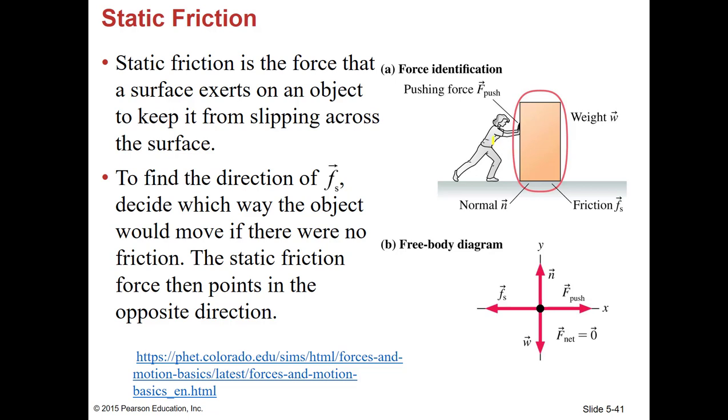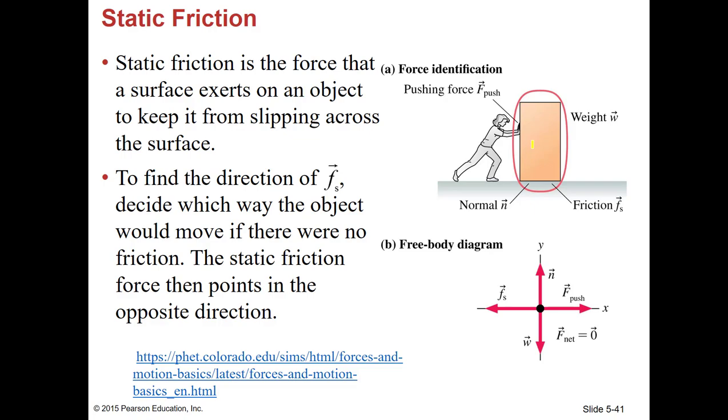So if the person pushes with 10 newtons, maybe static friction is only 10 newtons. A person pushes with 20, static friction is 20. All the way up until you get to the maximum amount of static friction. And then once you've overcome the maximum amount of static friction, then again you have kinetic friction.